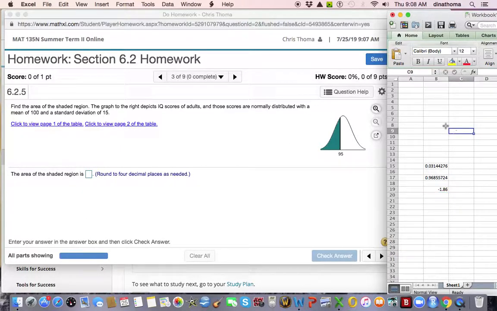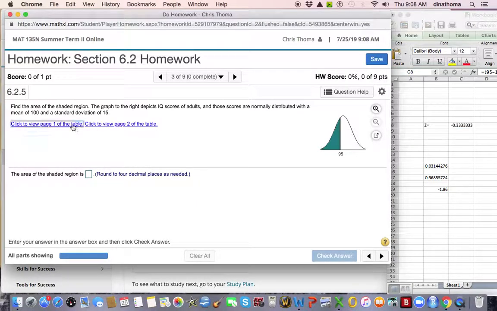So because I don't have paper, I'll calculate my z-score here. So z equals, and the formula is, and I put in parentheses, your x value, which in this case is 95, minus your mean, which is 100, and then you divide by your standard deviation, which is 15. Oops. Always got to put equals in Excel to get it to become a calculator. So there is my z-score, negative 0.33.